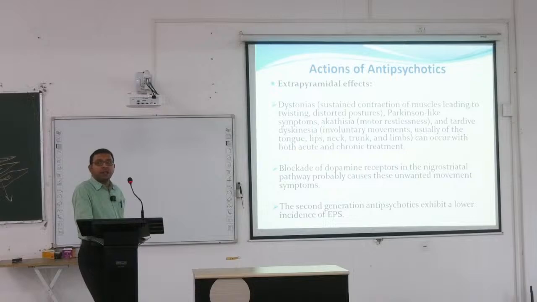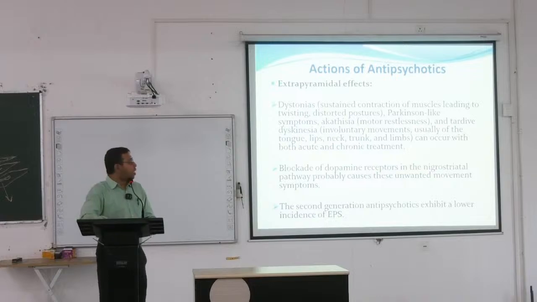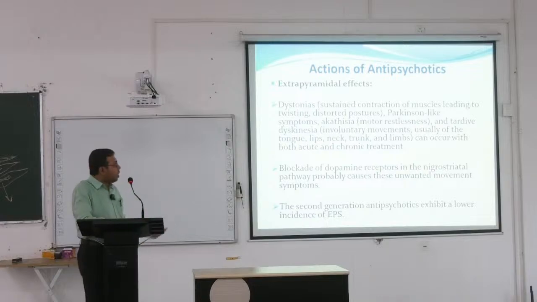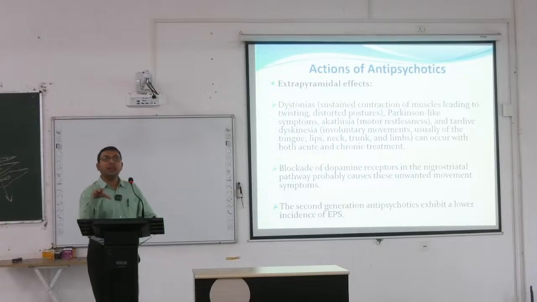Akathisia means motor restlessness. Tardive dyskinesia means involuntary movements, usually of the tongue, lip, neck, trunk and limbs. That is a specific portion of the body. There are involuntary reflex movements known as tardive dyskinesia. And akathisia is the motor restlessness, where the patient cannot sit in a chair or in a bed for, for example, 2 or 3 minutes; he is usually restless. So this is the difference between akathisia and tardive dyskinesia.